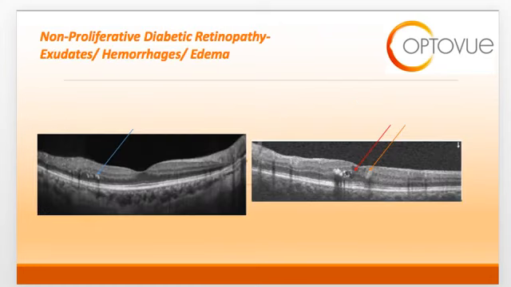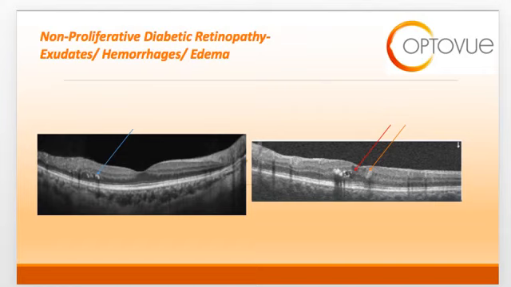Another common finding in non-proliferative diabetic retinopathy is the formation of hard exudates. A retinal exudate is really a composition of lipid material that has leaked from damaged capillaries. Hard exudates appear as hyperreflective clusters in the retina, specifically at the outer plexiform layer. The blue arrow on the left side of the slide is pointing to a cluster of exudates.